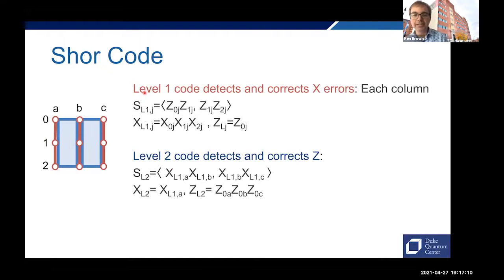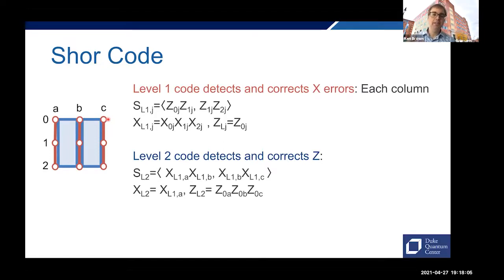All right, so now I'm gonna go into this detail on the Shor code. So the Shor code is an example of a code which you can think of as basically a code inside of a code. So at the bottom level, what we see is that we just have a repetition code on each column. And then on each column, there's an associated logical operator for X, which is distance three, and an associated logical operator for Z, which is just again a single Z.